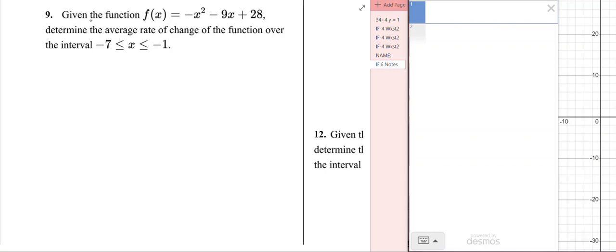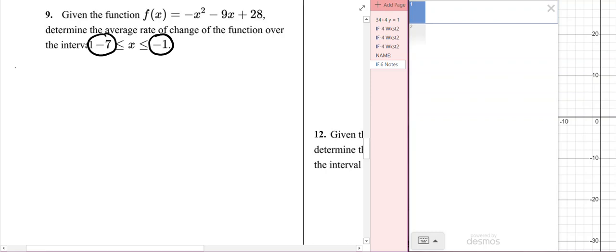In this video we're going to be calculating rate of change when they give you a function. Given the function f of x equals negative x squared minus 9x plus 28, determine the average rate of change of the function over this interval. The first x is negative 7, and the second x is negative 1.